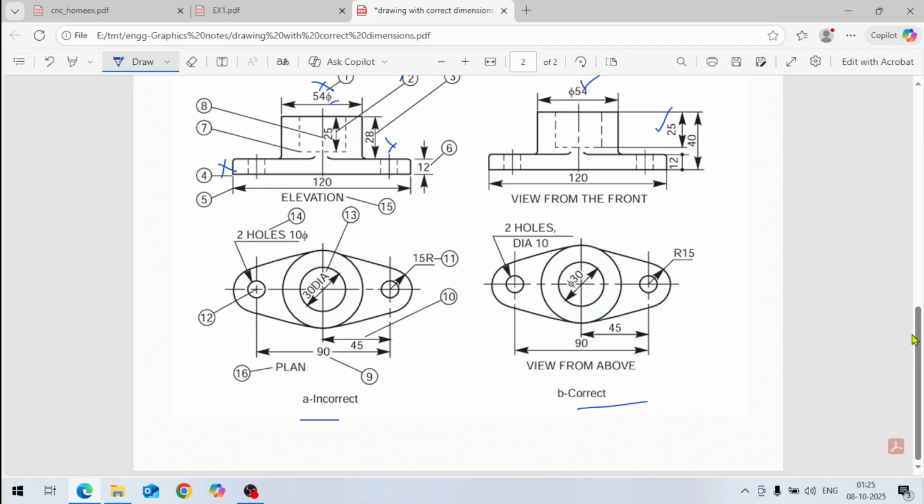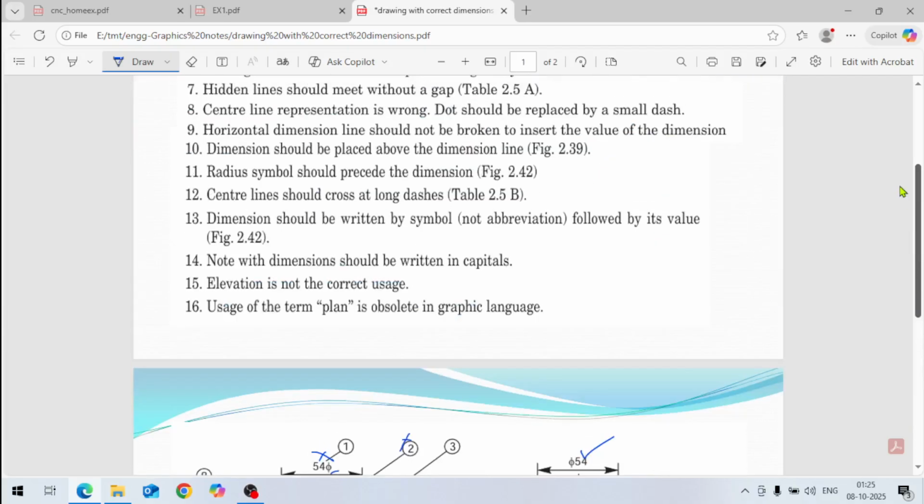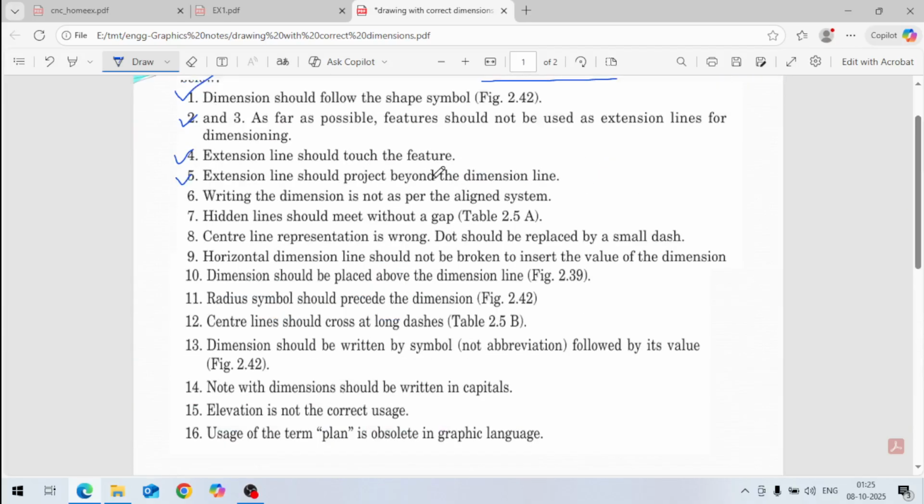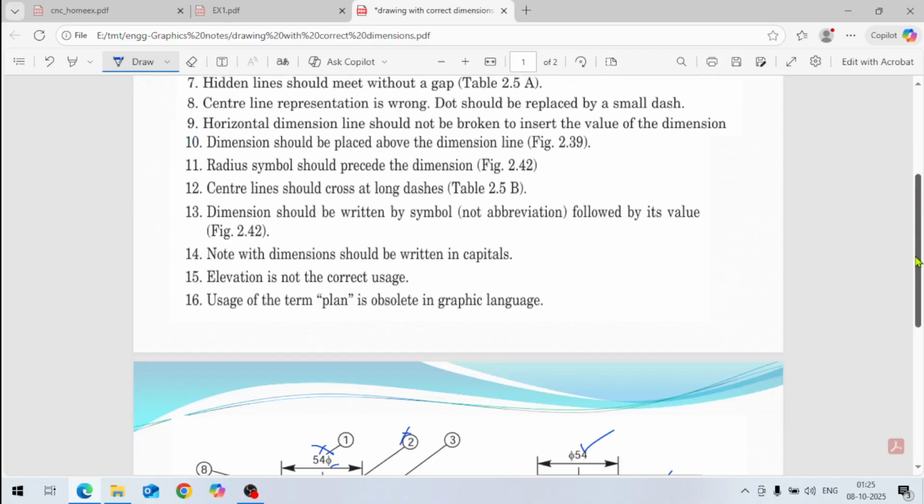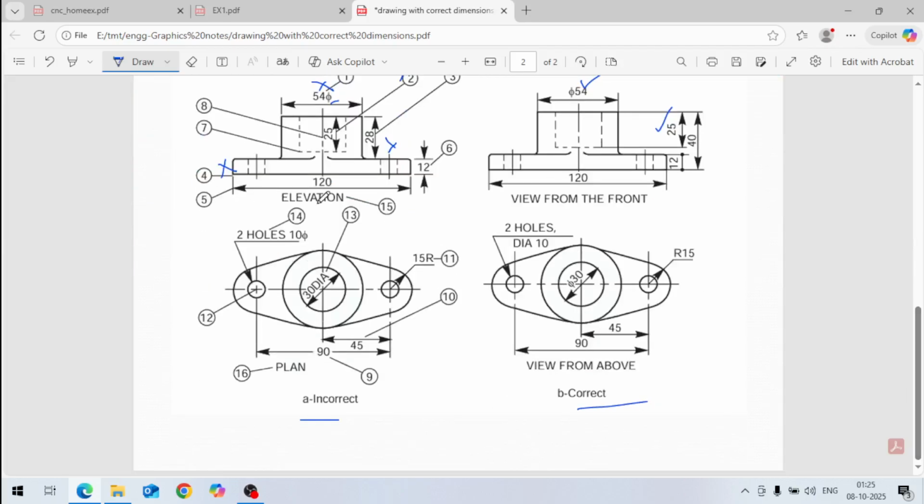And number 6, if you see here, number 6 is writing the dimension not as per the aligned system. Actually this aligned system is there. In number 6, it is not aligned with the dimension line, whereas this is aligned like this. It should align with the dimension line. So this is point number 6.